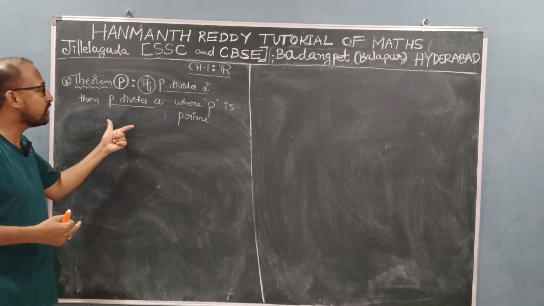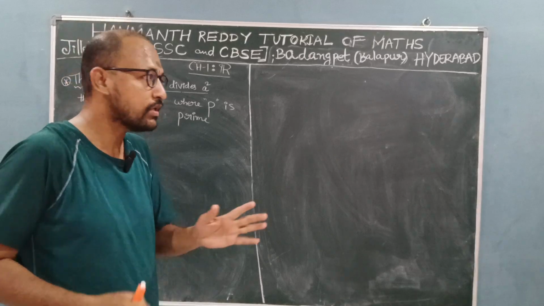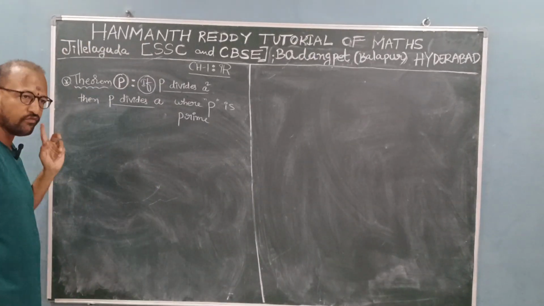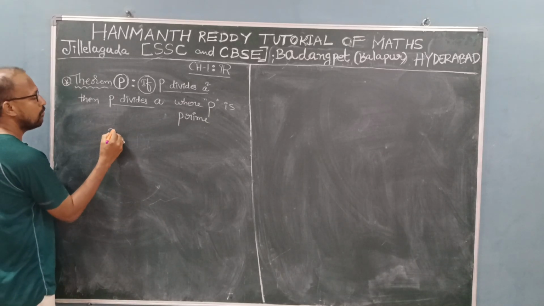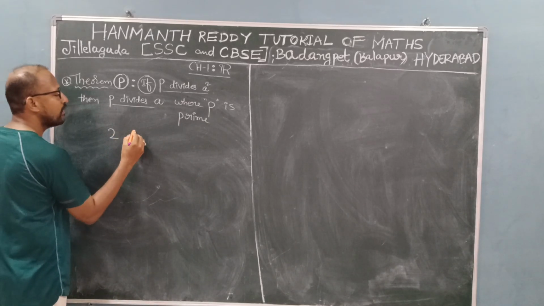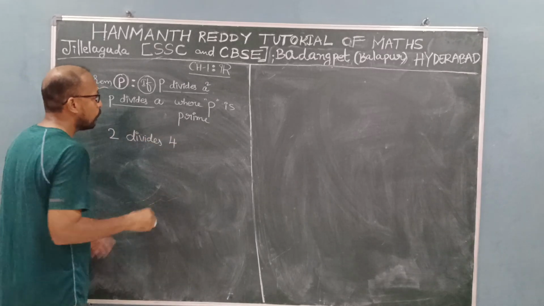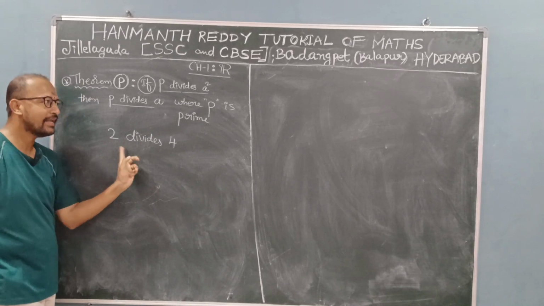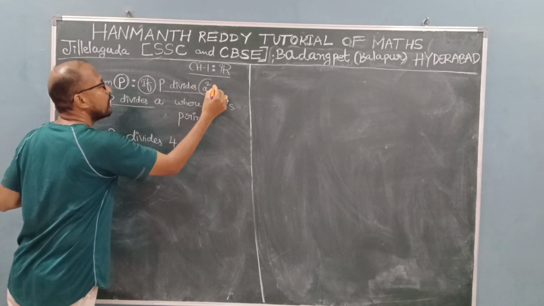Let me illustrate with some examples. The application is very important. Let me take 2, which is a prime number. Let us take 2 divides 4. As per the statement, can I take it like this? What I told here is that it should be a perfect square number, and I have taken a perfect square.